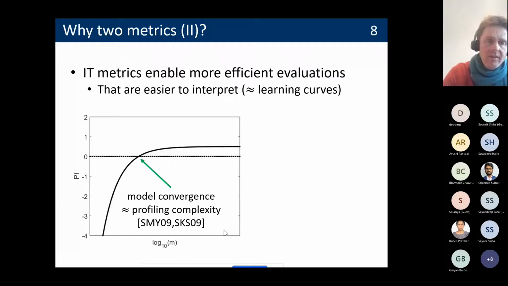And what I claim is that this contains most of the information that you see on the previous figure, because if you look at the x-axis, and for example, if you look at when the perceived information becomes positive or when it saturates, this tells you about the profiling complexity of the model, or the training complexity. That tells you how many traces, how many measurements you need in order to build a model that is informative. And that was directly proven in the Eurocrypt 09 paper.